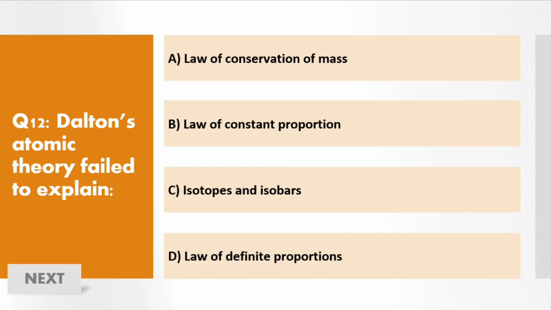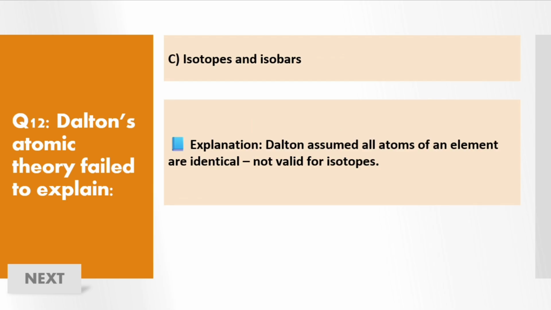Q12. Dalton's atomic theory failed to explain A. Law of conservation of mass. B. Law of constant proportion. C. Isotopes and isobars. D. Law of definite proportions. Correct answer: C. Isotopes and isobars. Explanation: Dalton assumed all atoms of an element are identical, which is not valid for isotopes.